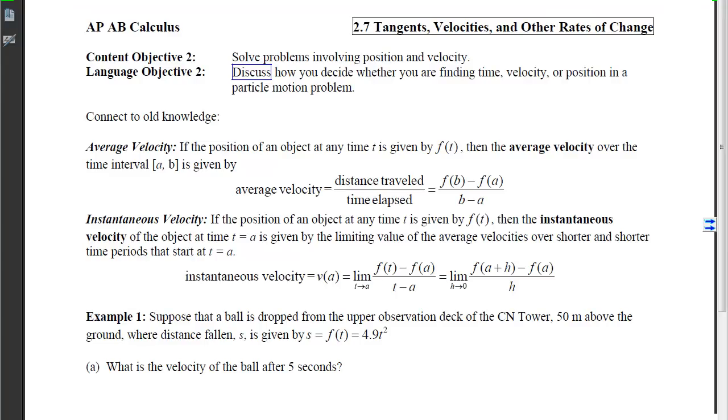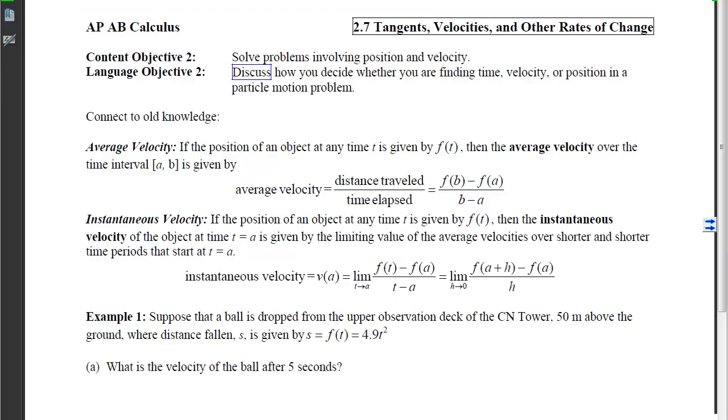This is section 2.7, tangents, velocities, and other rates of change. And our content objective 2 is to solve problems involving position and velocity. So what I want you to be able to do by the time we're done is discuss how you could decide whether you're finding a time, a velocity, or a position in a particle motion problem.